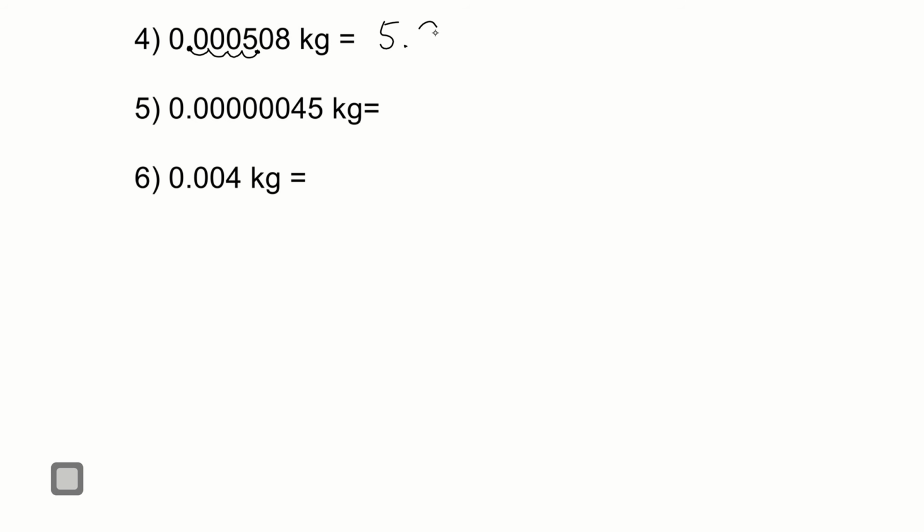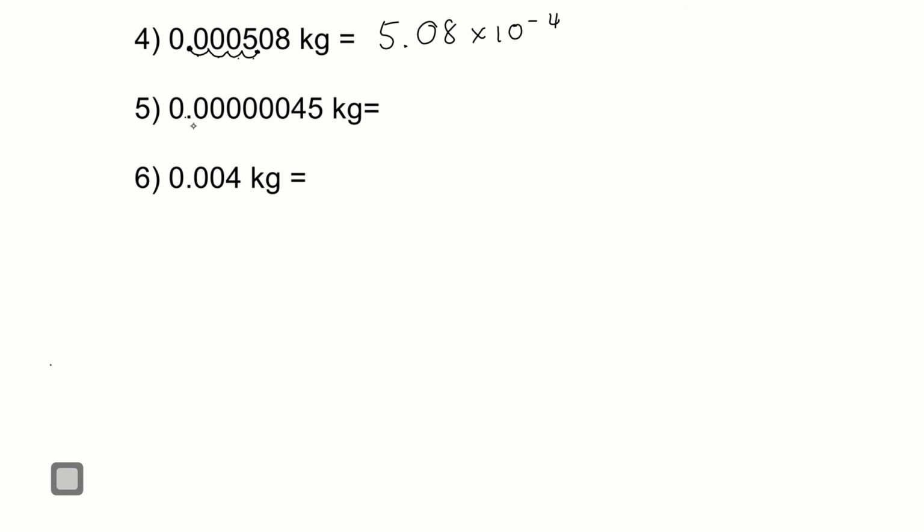And so this is 5.08 times 10. Well, my number was 0.0005. Now it's 5.08. So my number's gone up. So my exponent must go down. 1, 2, 3, 4. Negative 4. And so I get a negative exponent. A negative exponent is telling me that I have a smaller number.